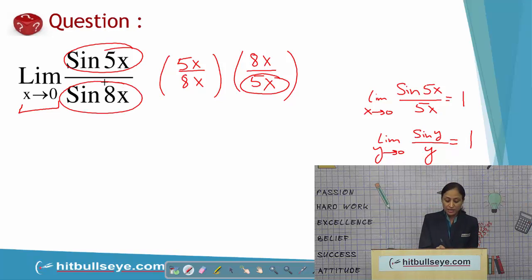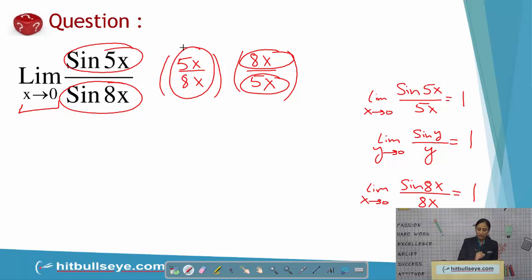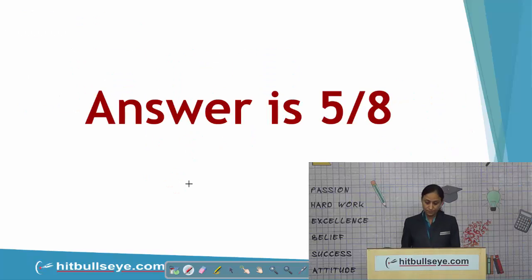Similarly, this sin 8x and this 8x will make a pair to give the limit as 1 again. So sin 8x upon 8x, limit x approaches 0, is equal to 1. Now in the remaining part, x will cancel out and this will just give me 5 upon 8. So we get 1 into 5 by 8 into 1, that is 5 by 8 as the answer.